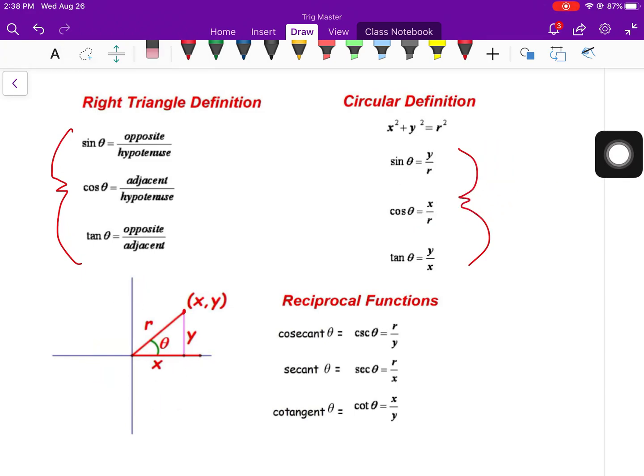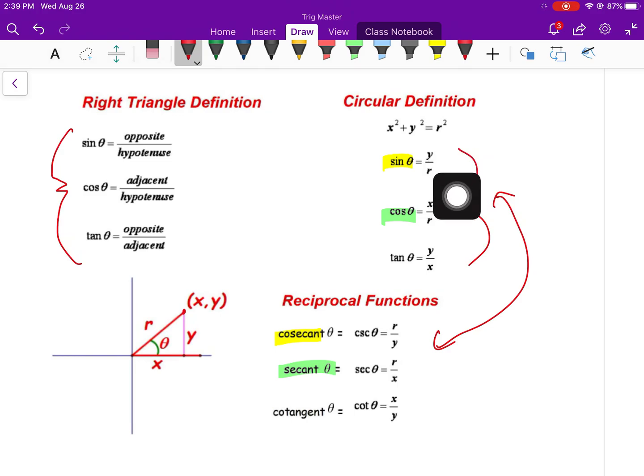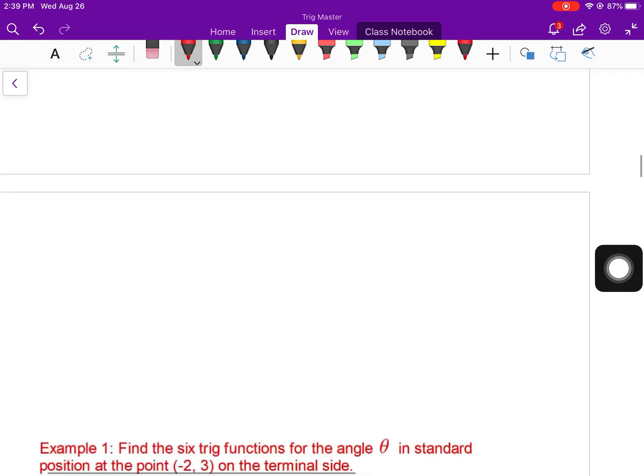Now, your reciprocal functions, these ones are going to be a little bit new, maybe. Cosecant, secant, and cotangent. They are just these up here flipped over. That's why they're called reciprocal functions. The part that's going to be tricky for people to remember is that cosecant goes with sine. Secant goes with cosine, and then cotangent goes with tangent. That one makes a little bit more sense. Okay, but they're going to be going together. So sine is y over r, cosine is x over r, tangent is y over x.